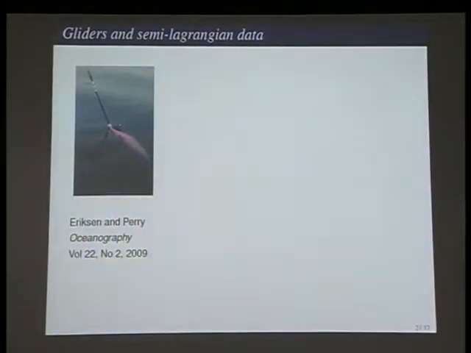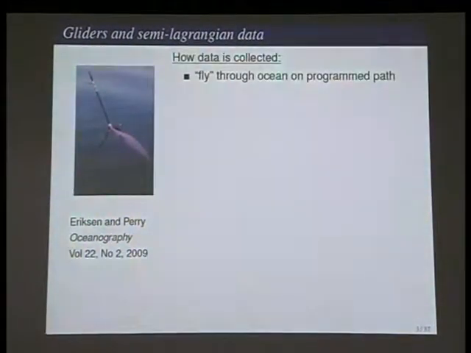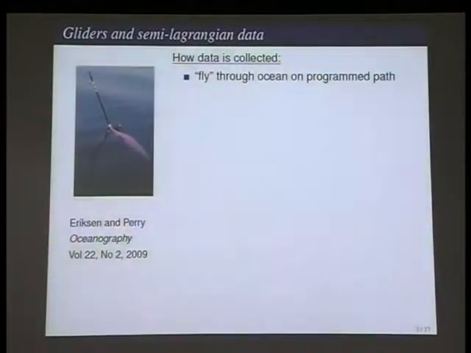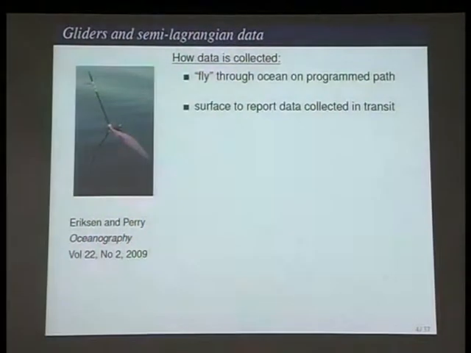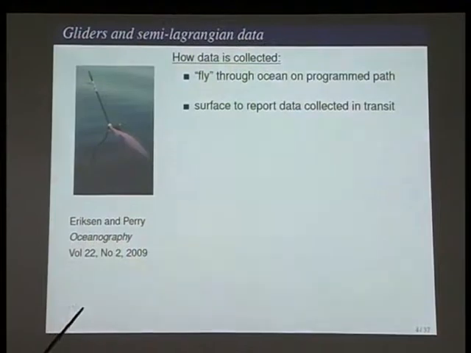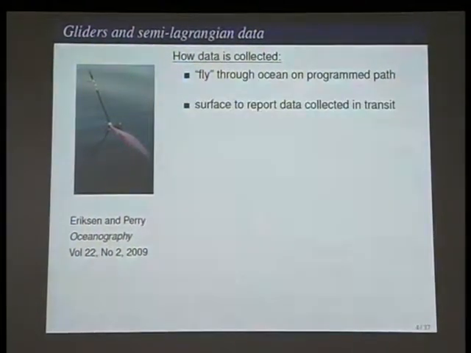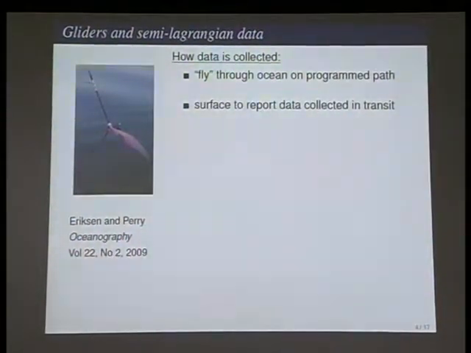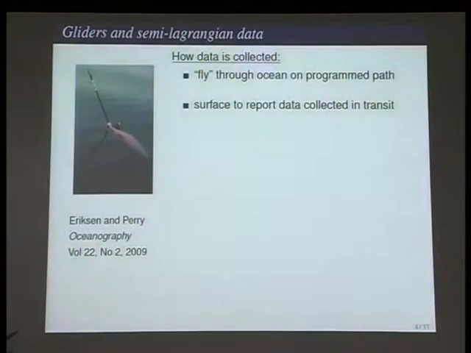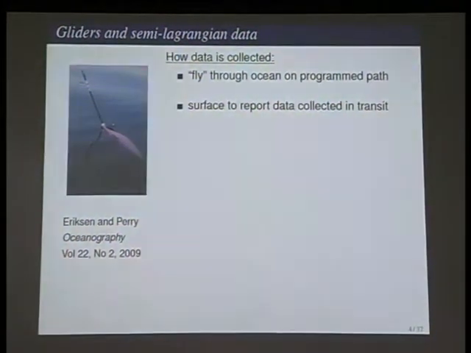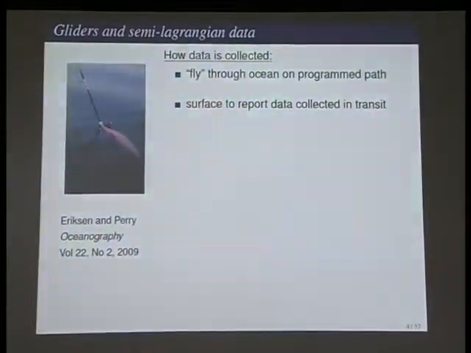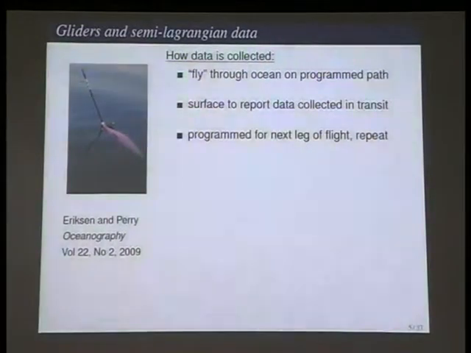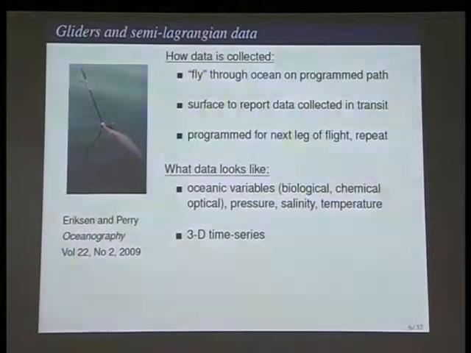Along the way, they collect data, right? So they fly through the ocean on some programmed path. They surface and report back their collected data in transit. So they have no way, of course, to report it back through the ocean. When they come back up, they have a GPS, so they report back whatever data they've collected, and they get programmed for their next leg of their journey. And this is a sort of sequential process.